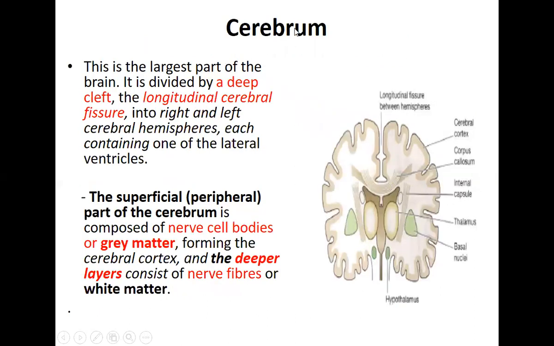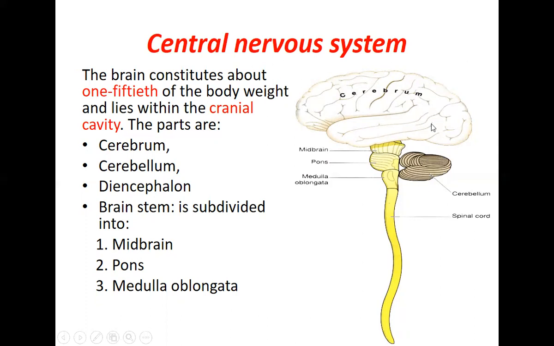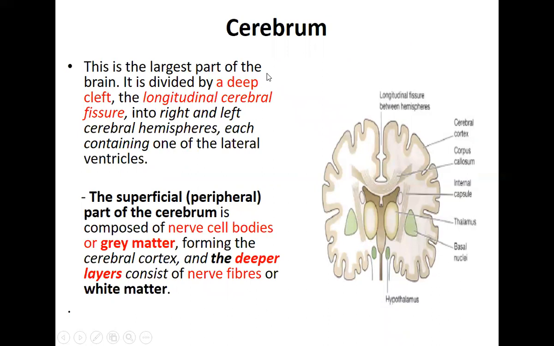Now coming to the cerebrum, if you take a cross section like this and see, this is how the brain will look. These are the two hemispheres, the left hemisphere and the right hemisphere. In between there is a fissure called the longitudinal fissure, which is a deep fissure that separates the two cerebral hemispheres. This is the largest part of the brain.